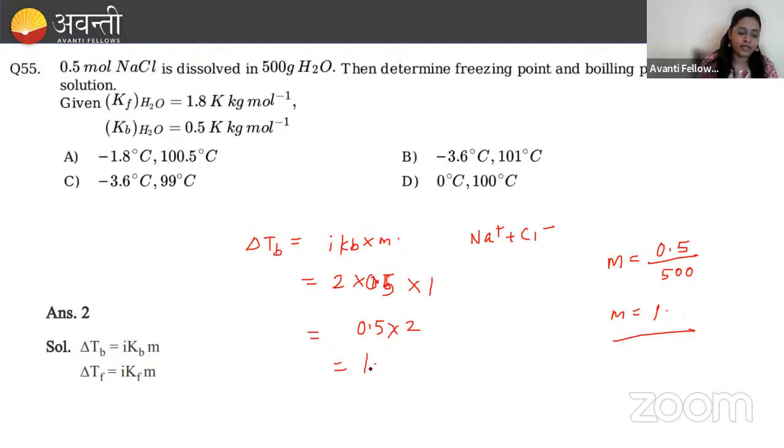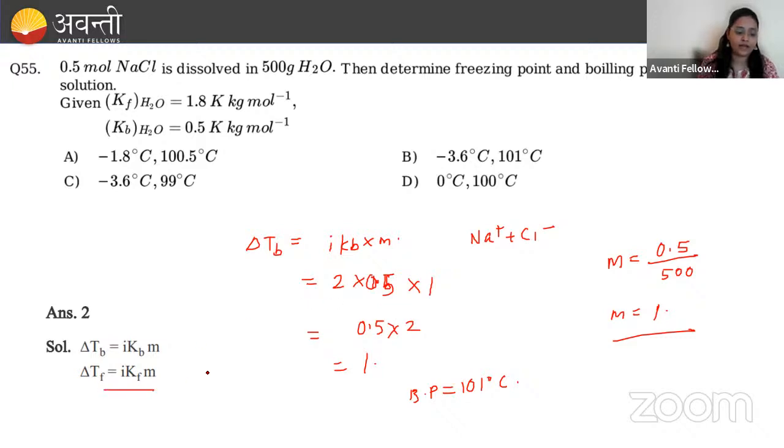So what is delta TB? It is 1. Okay, so what will be the boiling point? Boiling point will be equal to 101 degree Celsius. It will be 101 degree Celsius. Similarly, you can do this for delta TF also.